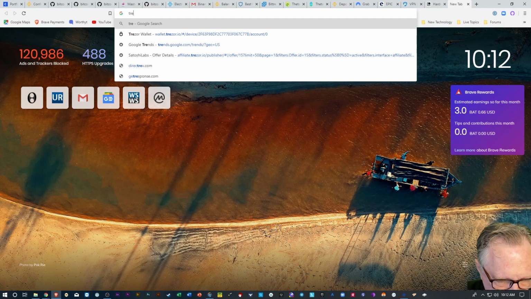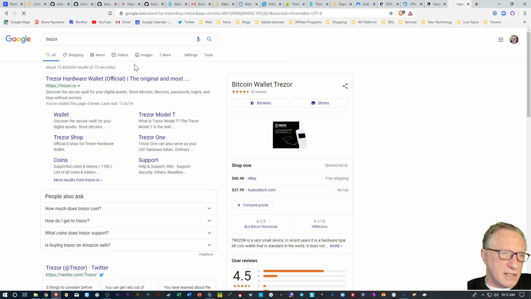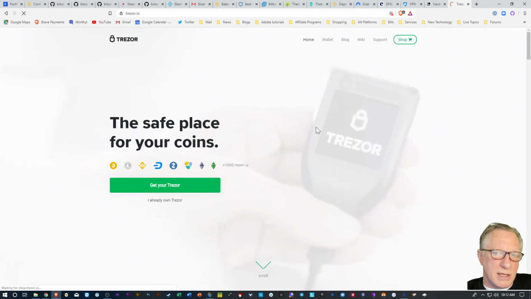There is Trezor. Trezor is a decent company. They've been around a long time. You can get yourself a Trezor.